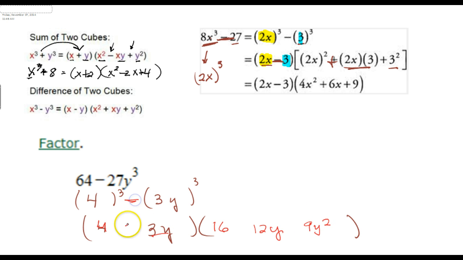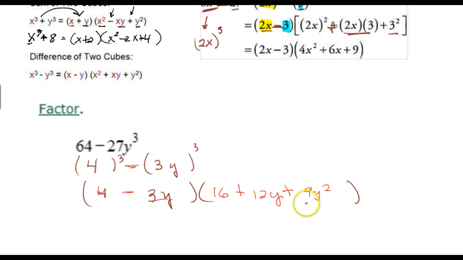So first you keep it. That's a minus. Then you change it. And the last one is always plus. And then you check to see if you can factor some more, but I don't think you can.